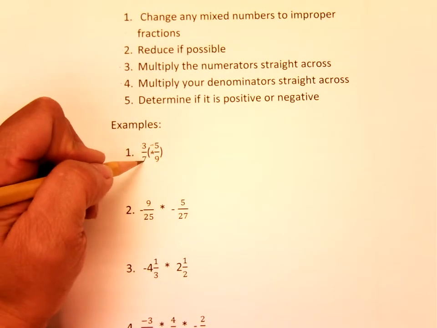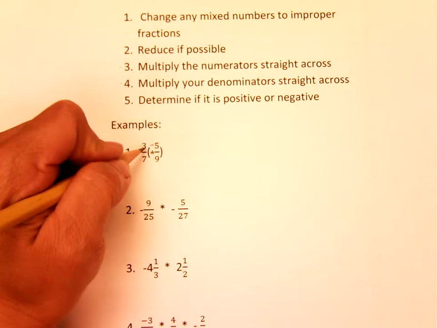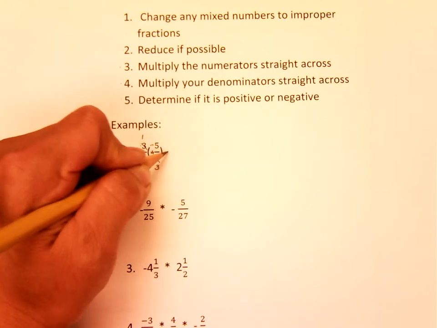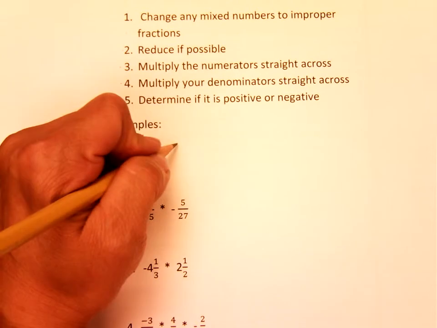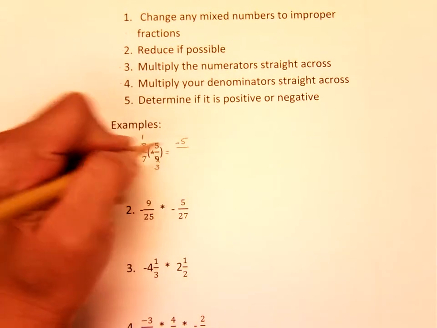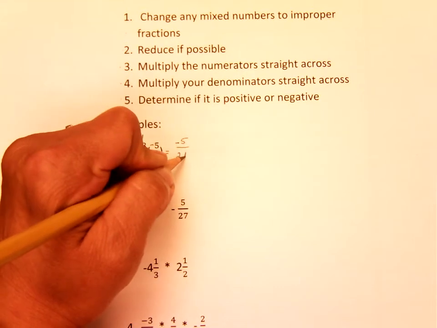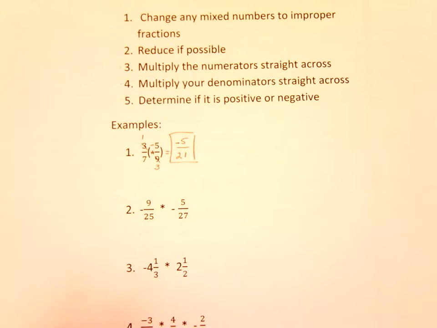Well, 7 and 5 you can't reduce. How about 3 and 9? You can. So 3 goes into 3 once, 3 goes into 9 3 times. Multiply across. 1 times negative 5 is negative 5, and 7 times 3 is 21. So your answer is negative 5 over 21.